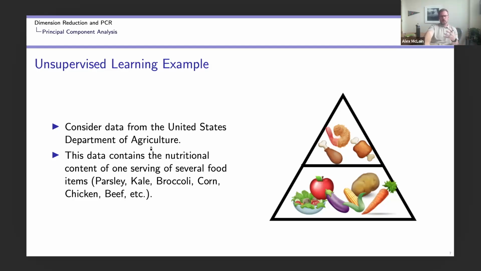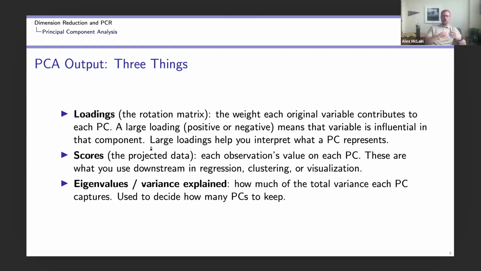So after we run a principal component analysis, the output that we get are the loadings. Each principal component, remember, is a linear combination of the variables we give it. So here we have 4 variables. Principal component 1 will be a linear combination of fat, protein, fiber, vitamin C. The loadings are the coefficients that determine that linear combination. A large loading, positive or negative, means that variable is influential in that particular component. Large loadings will help us interpret what the principal component is representing.